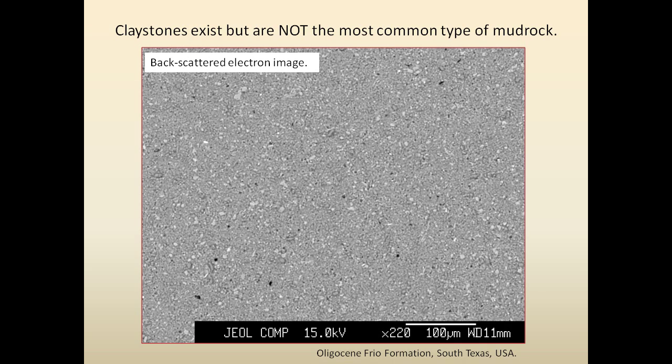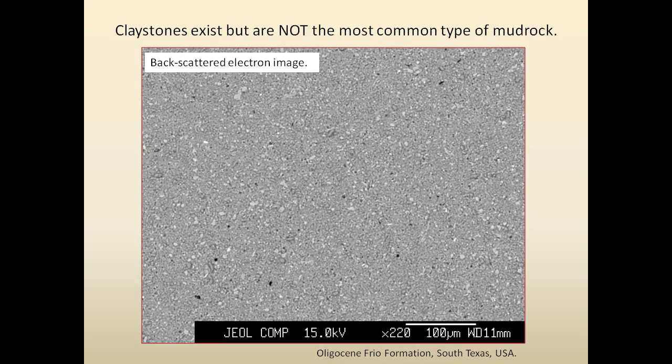And this is a backscattered electron image of a mudrock. That's a 100 micron scale bar. Clay-sized particles are 4 microns or smaller. And so you can see right here that there are many, many particles. These white things are calcite, the black is organic matter. They're bigger than clay size. But in fact, this is a clay-dominated rock.